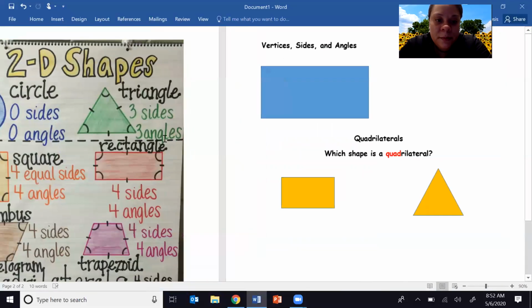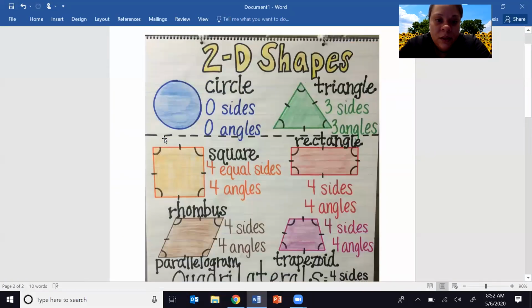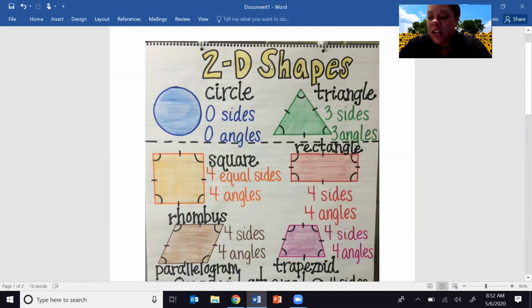So these are 2D shapes. And 2D shapes are basically shapes that aren't 3D. They're flat and that's it, right? Like these are flat. A 3D shape would be like a box. So a circle has 0 sides, 0 angles, and 0 vertices. A triangle has 3 sides, 3 angles, and 3 vertices.